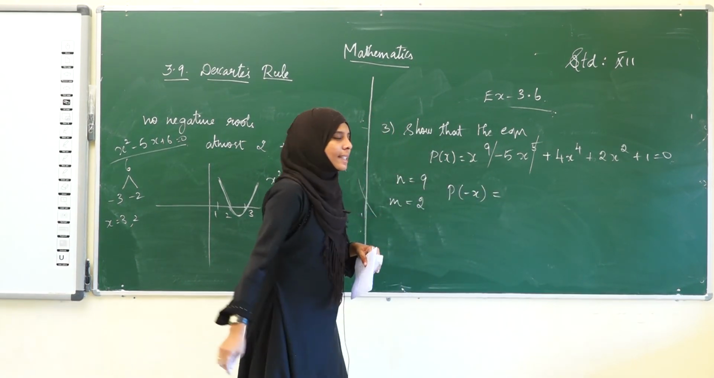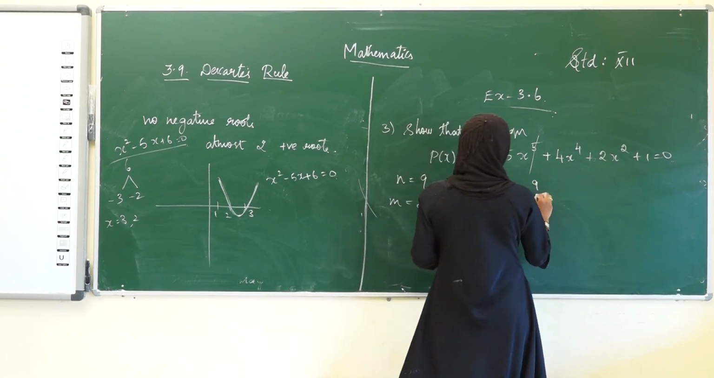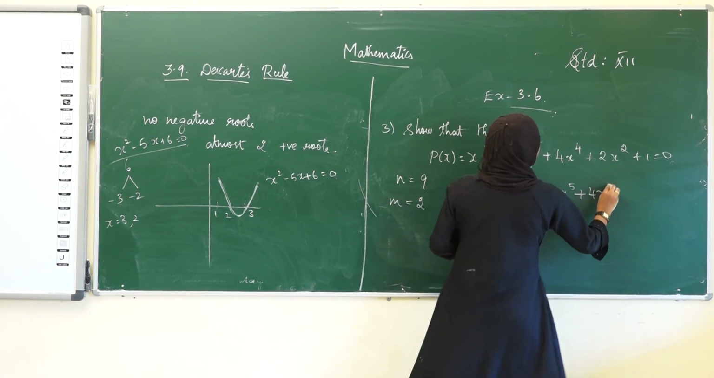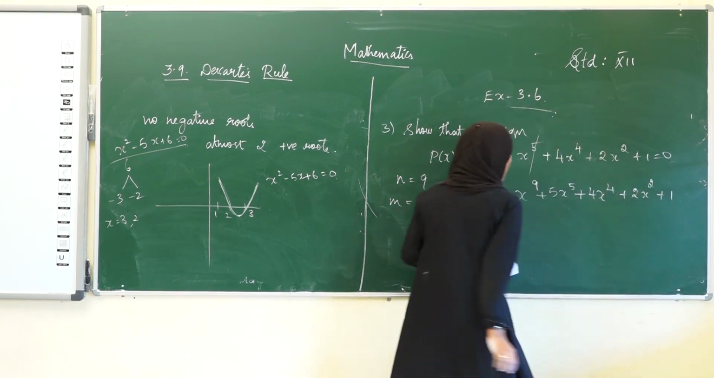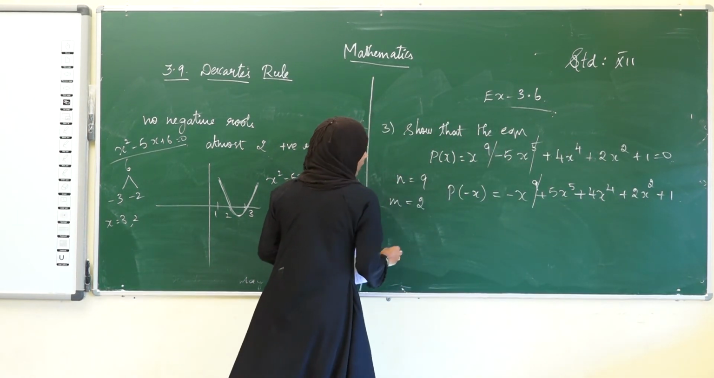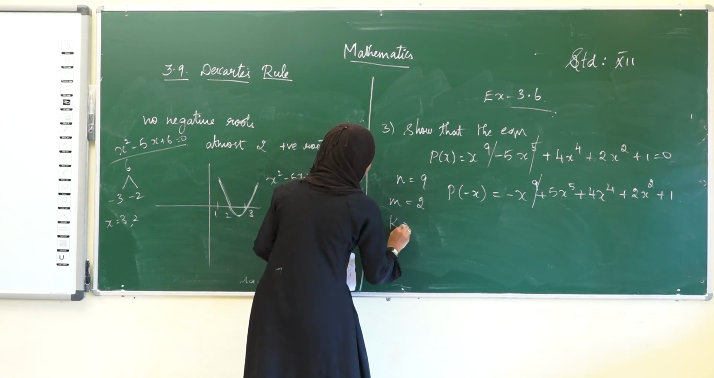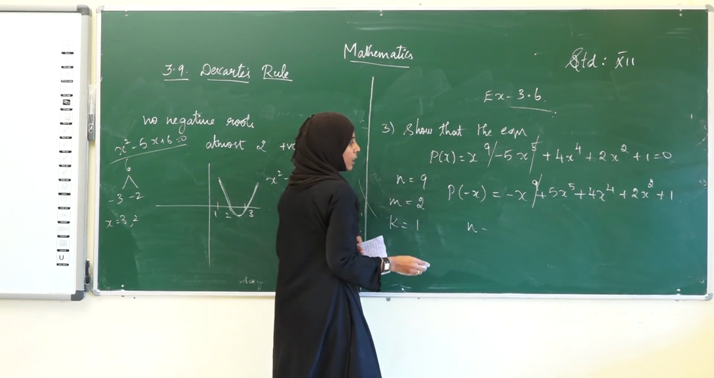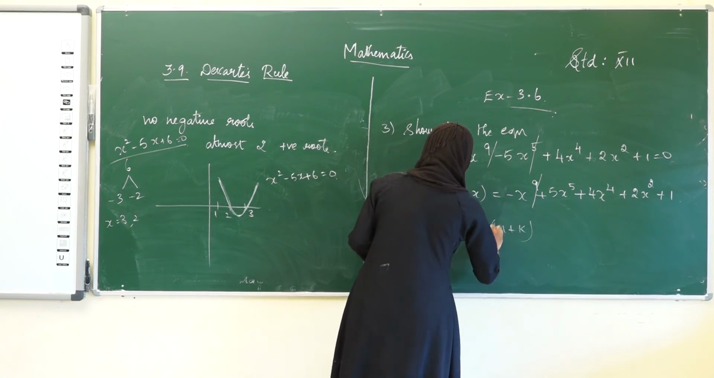write P of minus x. So what are the sign changes here? Minus x power 9 plus 5 into x power 5 plus 4 into x power 4 plus 2x square plus 1. Okay, where is the sign change? Here it's only one sign change. Therefore, the number of sign changes in P of minus x is k, which is 1. For finding the bounds, we have to write n minus m plus k.